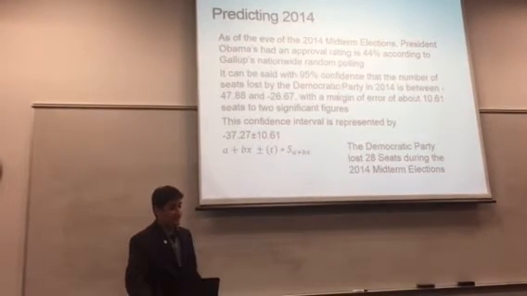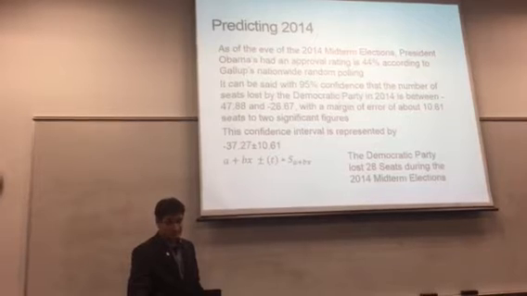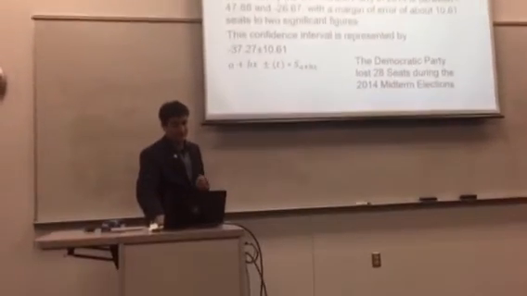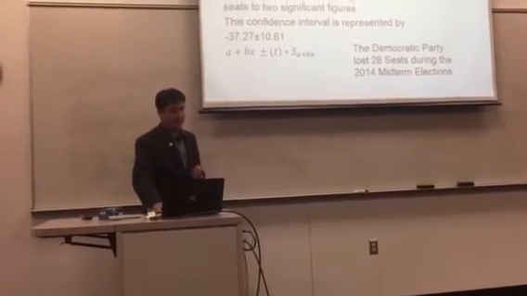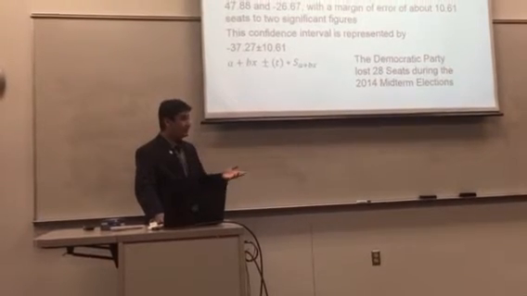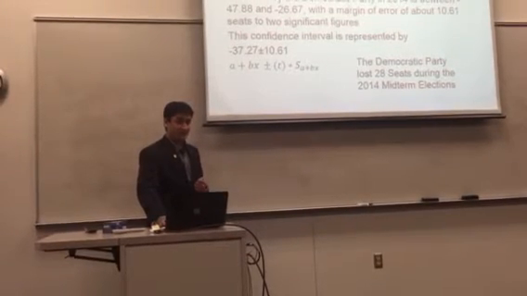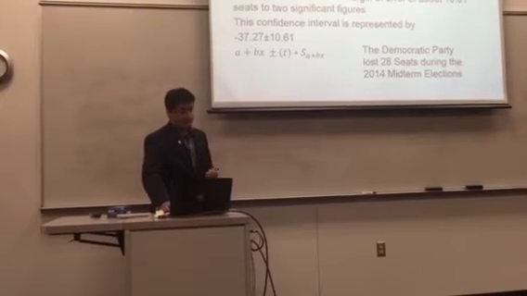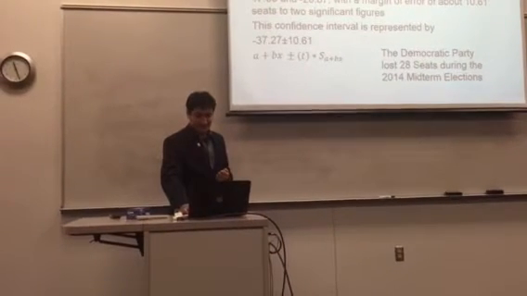Now, the Democratic Party did lose 28 seats in the midterm elections, and the confidence interval was between 26.6 and 47.88. So it was within the error, it was predicted. So that was nice. It worked, which is always nice.